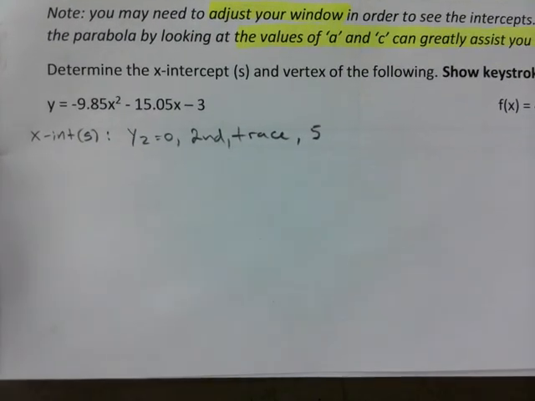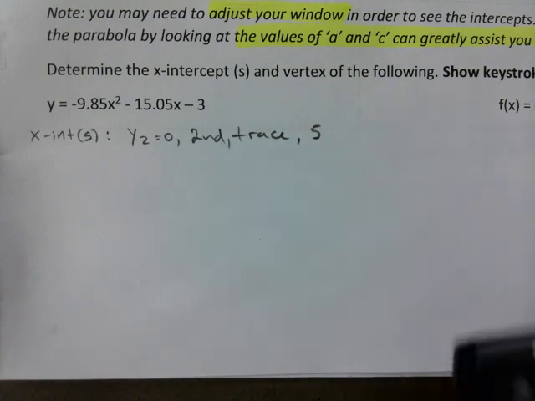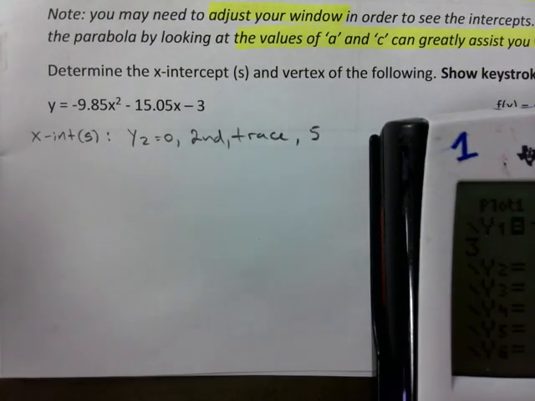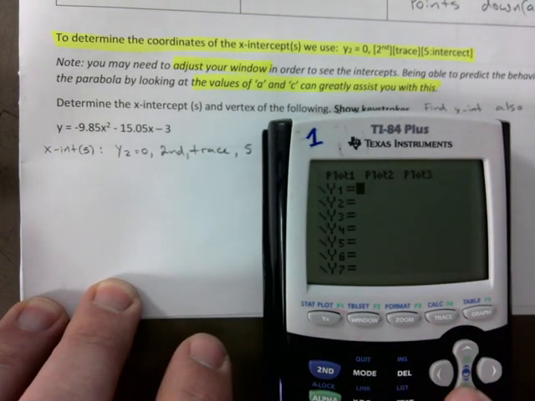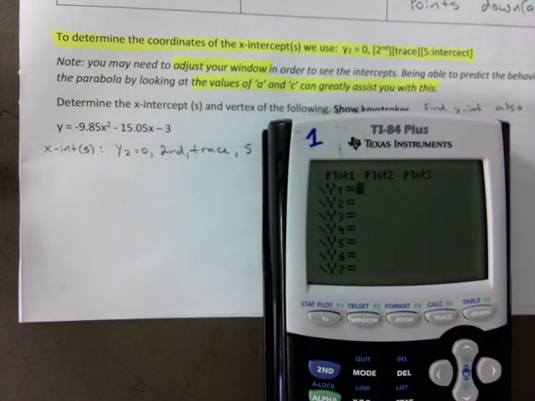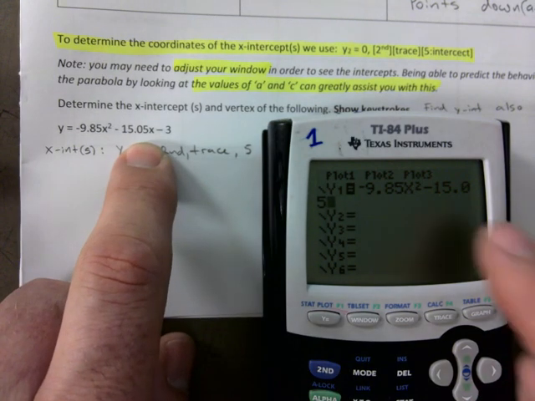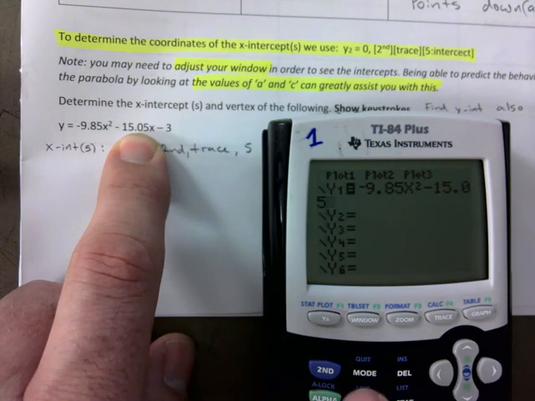So let's go ahead and graph this, because that's going to be the tricky part. So let's, all of us, enter this into y1. Let me zoom out a bit for now. There we go, that's better. So I'm going to clear my equation. I'm going to go negative 9.85 x squared. Don't forget the squaring part, otherwise you're going to get a straight line. If you have a straight line, you forgot the x squared. Okay, remember that. And don't forget the x right after 15.05, right?